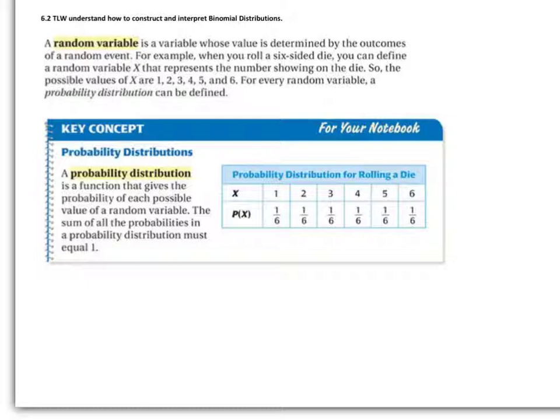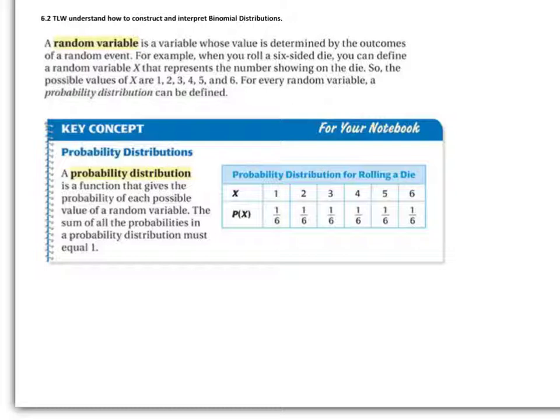So what they're talking about here, if we're rolling a six-sided die, what's the probability I roll a 1? Well, it's 1 out of 6. A 2, 1 out of 6. Now, if I said what's the probability of rolling at most a 3, which ones would those equal?